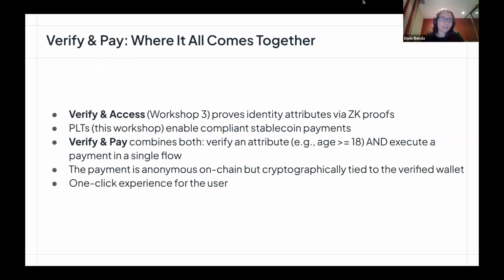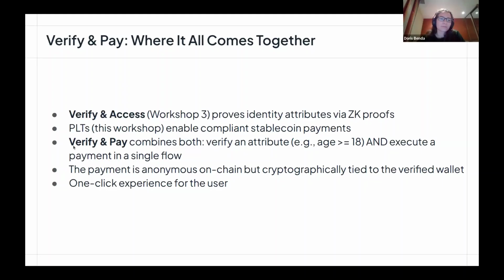And what it means is that, for example, in workshop 3, we had this verify and access, where we showed that you present a ZK proof about your identity in the wallet, and then the website gives you access. So, for example, the most common example was to show you're older than 18 years old, and then you got access to the website. With PLTs, we call it the new flow, verify and pay.